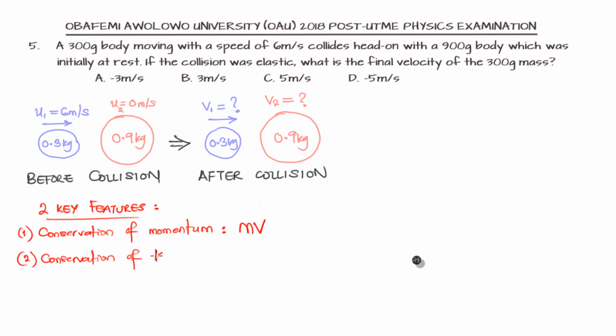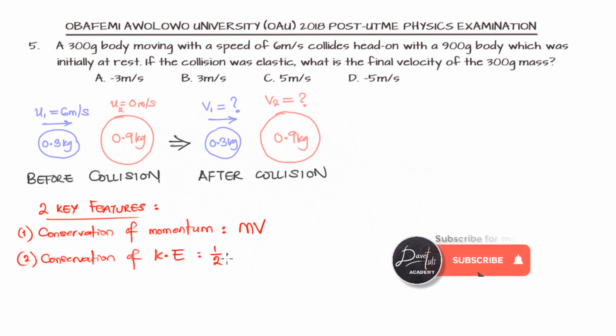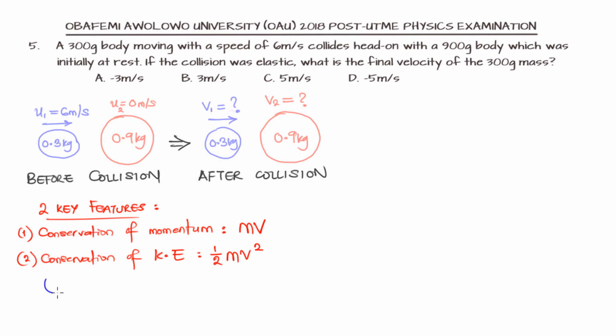And then we are also going to have conservation of kinetic energy. Kinetic energy is half multiplied by the mass multiplied by the square of the velocity. So for these two bodies, the momentum and the kinetic energy are going to be the same before and after collision. If you use this principle, we are going to get our equations that will help us to solve for the final velocities of the two bodies after collision.